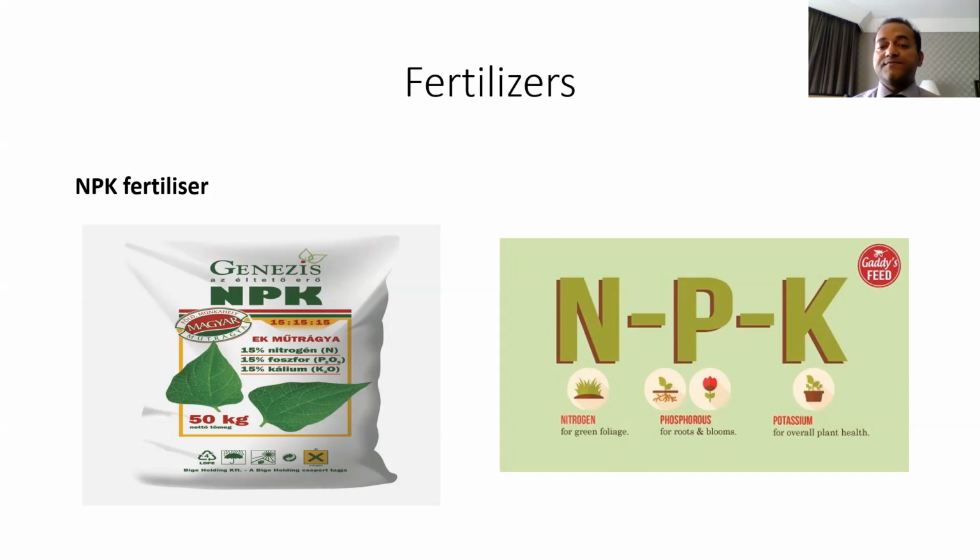Now phosphorus is important for the roots and blooming of the flower, so it is also added in the fertilizer. And the last, potassium, is for overall plant health. Generally, all fertilizers have nitrogen, phosphorus, and potassium, as well as other components, but these 3 elements are critical for the growth of the plant.